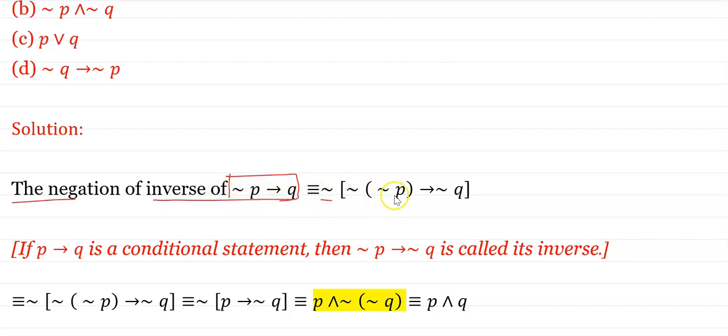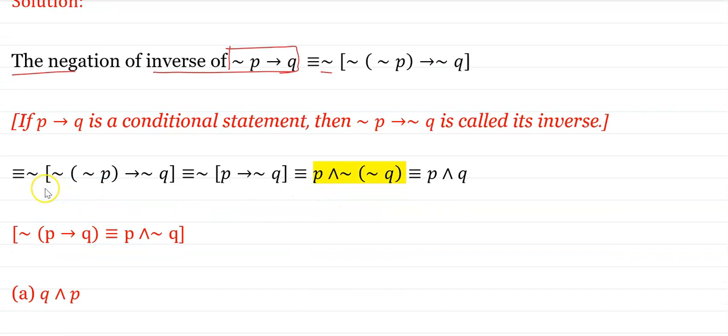Negation in bracket negation of P implies negation of Q. Now the negation of negation P is the original statement. So here, negation of in bracket negation of P implies negation Q is equal to negation of negation P, which is the original statement, implies negation Q. That is the negation of in bracket P implies negation Q.